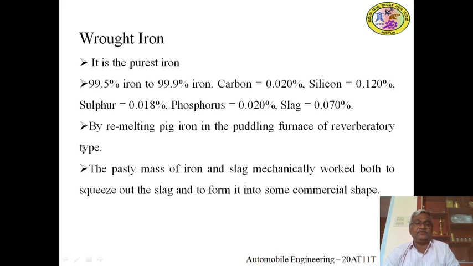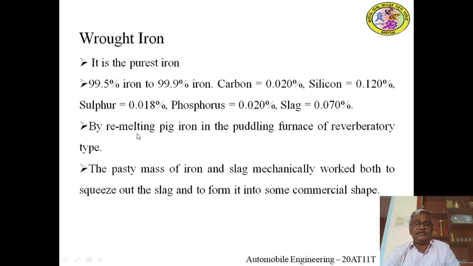Wrought iron is the purest form of iron. It contains 99.5% to 99.9% of iron. All other percentages are very low compared to cast iron and other ferrous metals. Carbon 0.02%, silicon 0.12%, sulfur 0.018%, phosphorus 0.02% and slag 0.07%.